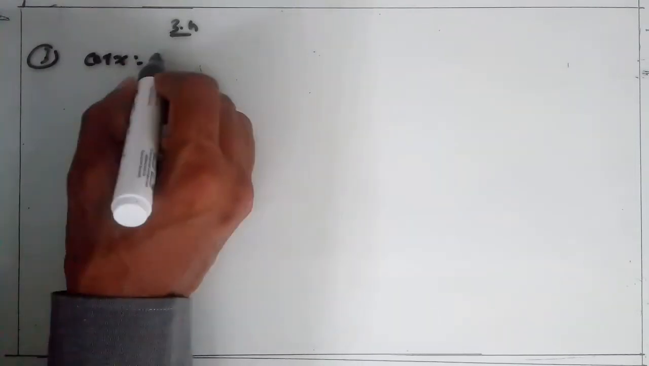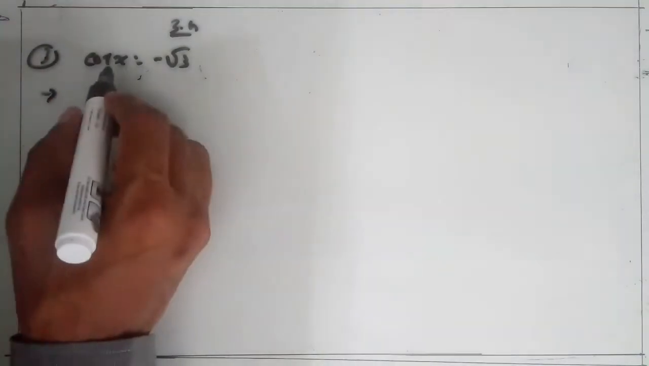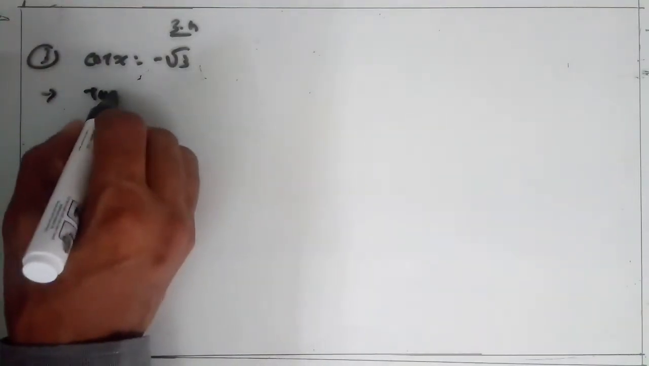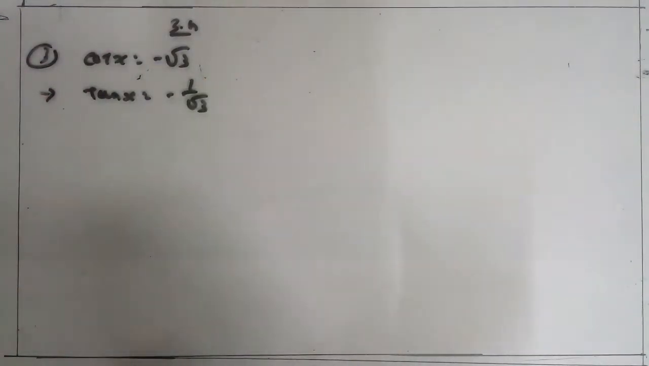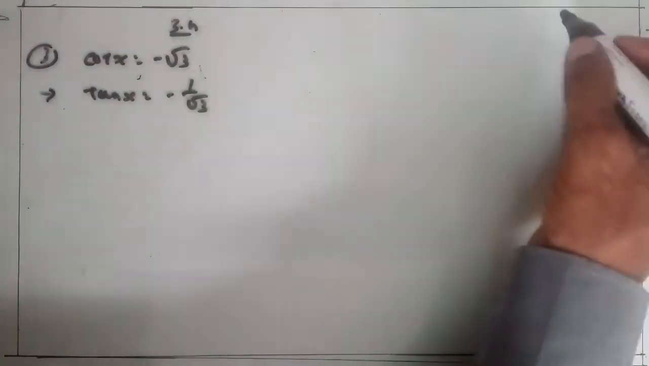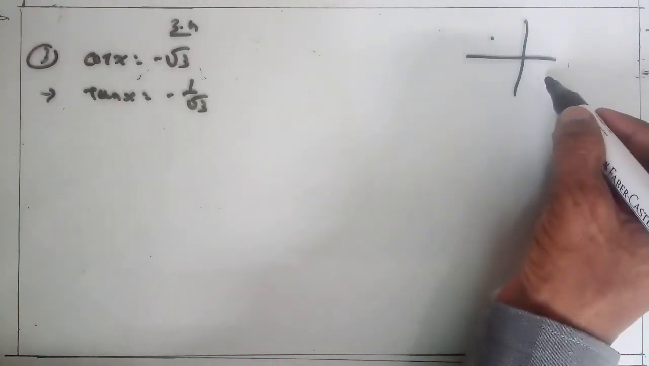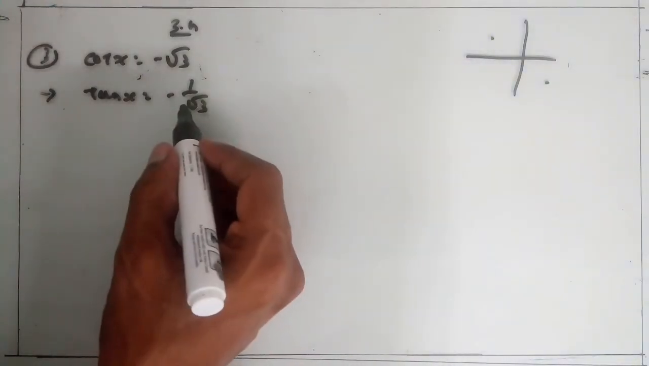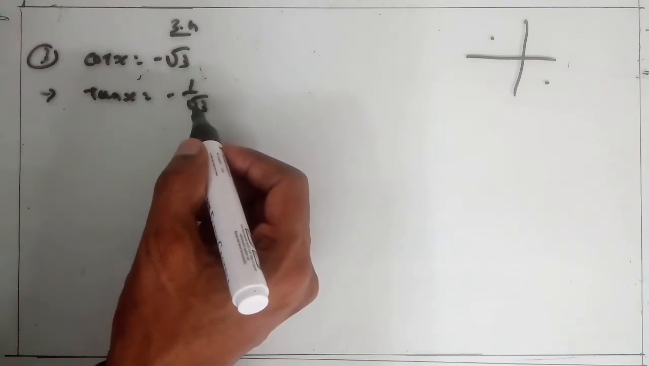Cot x is equal to minus root 3. We know about general solution and principal solution for tan. So first we change cot into tan form. Tan x is equal to minus 1 upon root 3. Now minus 1 upon root 3 change into tan form. You know that tan is negative in the second quadrant or in the fourth quadrant, and think where the value of tan becomes 1 upon root 3, at pi by 6.